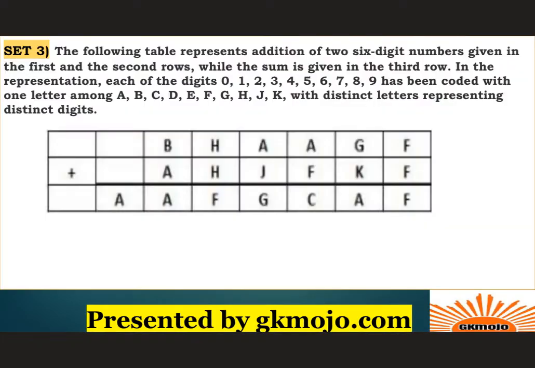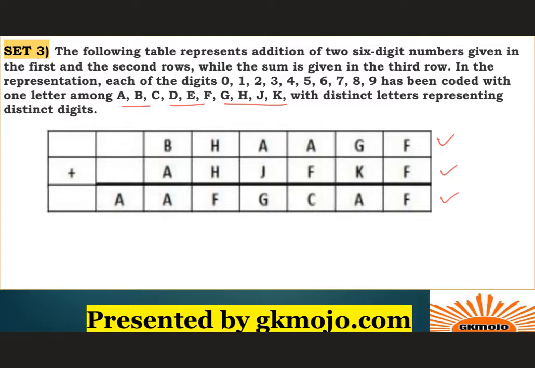Let us go through the question and the instruction that has been given for this set. The following table represents addition of two 6-digit numbers given in the first and second rows, while the sum is given in the third row. In the representation, each of the digits 0, 1, 2, 3, 4, 5, 6, 7, 8, 9 has been coded with a letter amongst A, B, C, D, E, F, G, H, J, K, with distinct letters representing distinct digits.